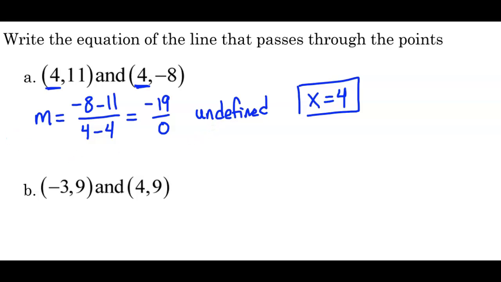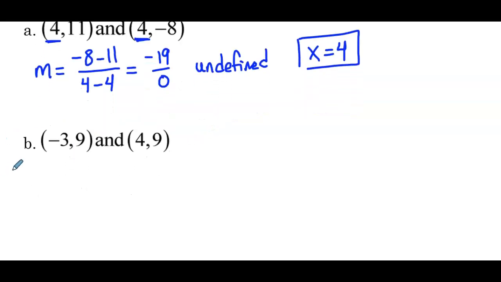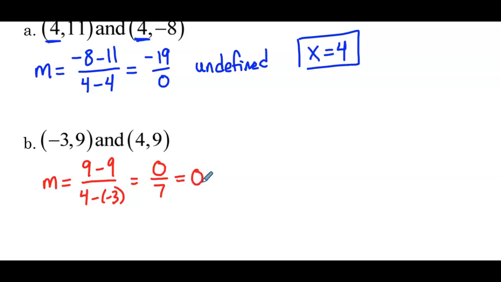For part B, the points are (-3, 9) and (4, 9). Now, you might already see what the equation is. Let's go through the process of finding the slope first. So change in y, 9 minus 9, over change in x, 4 minus -3. So we have 0 divided by 7. If we're dividing 0 by 7, we would get 0. So the slope of the line is 0.